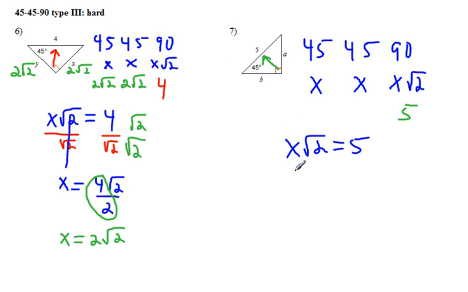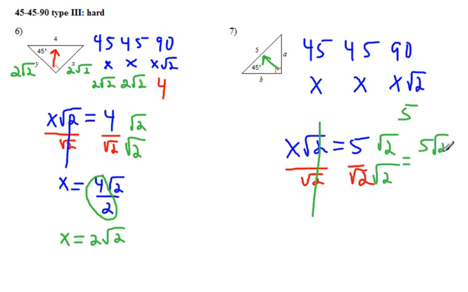How do we solve for x? We divide both sides by the square root of 2. And then this will cancel. We have to rationalize, multiply top and bottom by the square root of 2. That's always going to be the same. We get 5 root 2 over 2. Can't reduce that. I don't want any 2.5 root 2 or any of that nonsense. We have to keep this as whole numbers best we can.